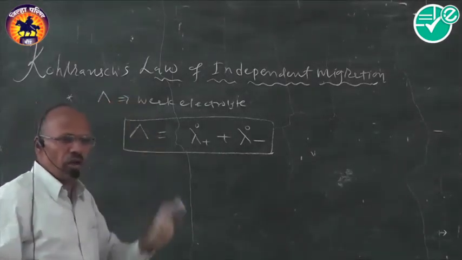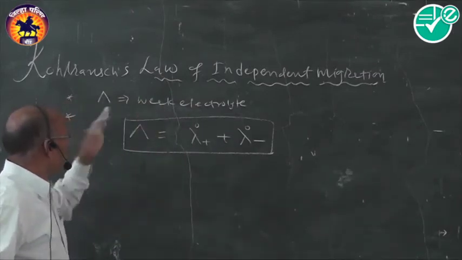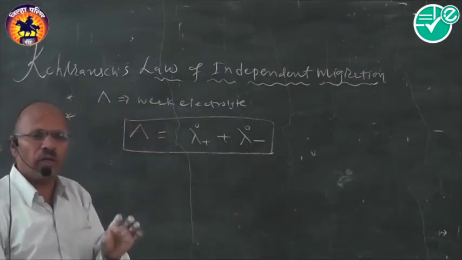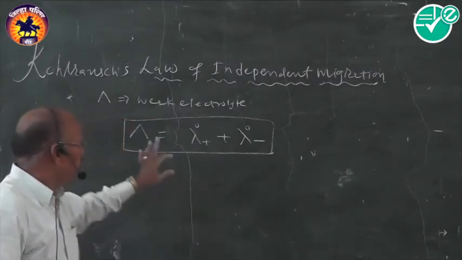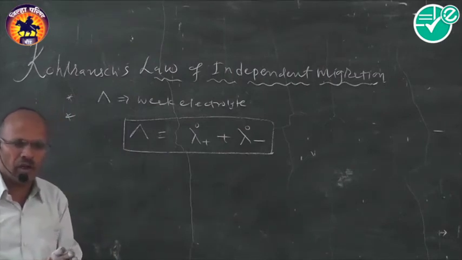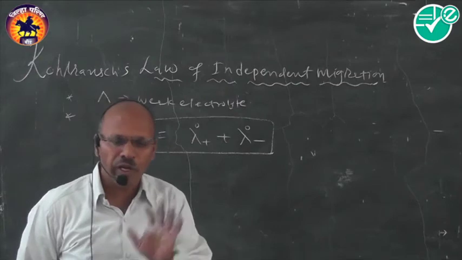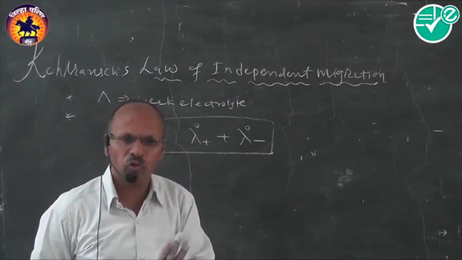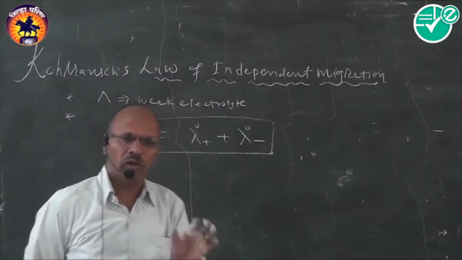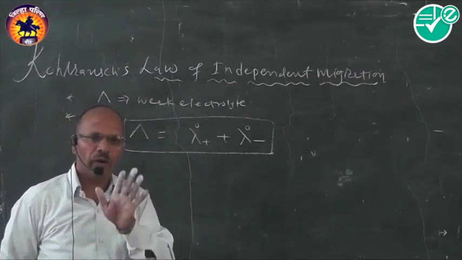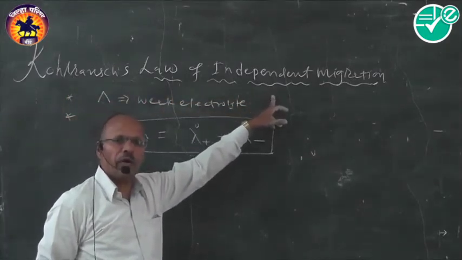We can state this law in two ways. At first, we can state it like this: in any solution at infinite dilution, each ion migrates independently of its co-ion and makes its own contribution to the total molar conductivity, irrespective of the ions with which it is associated. This statement we generally call Kohlrausch's law of independent migration.